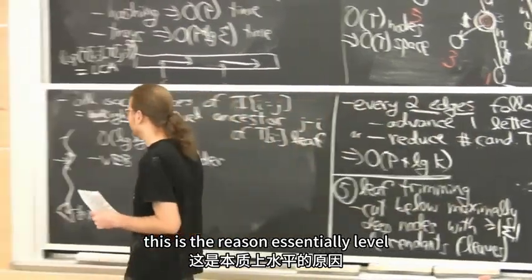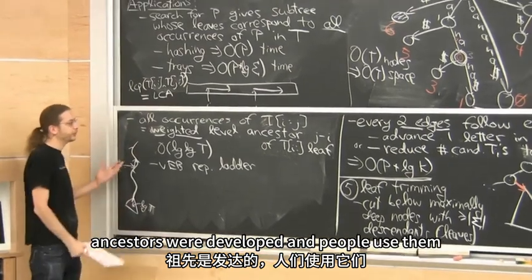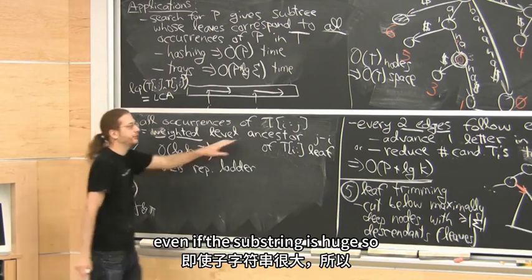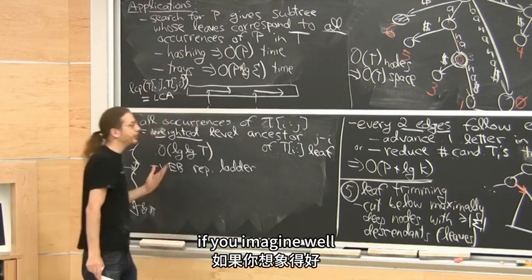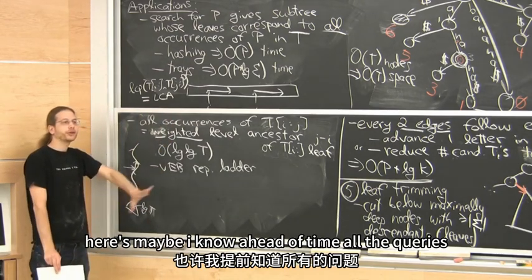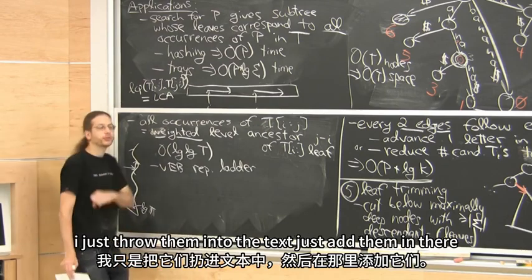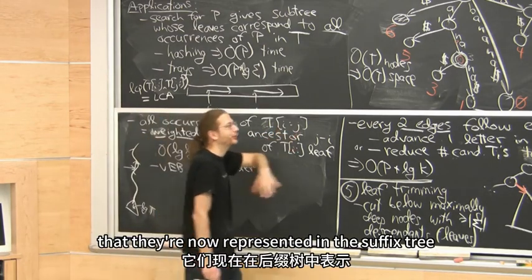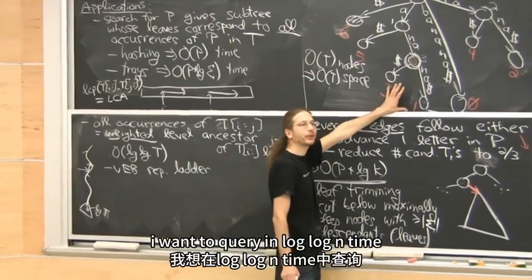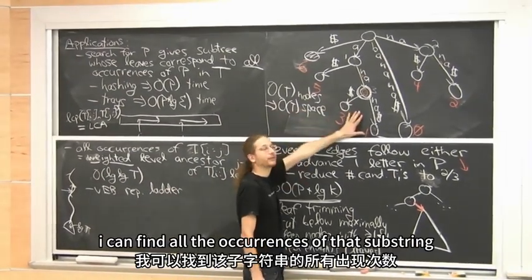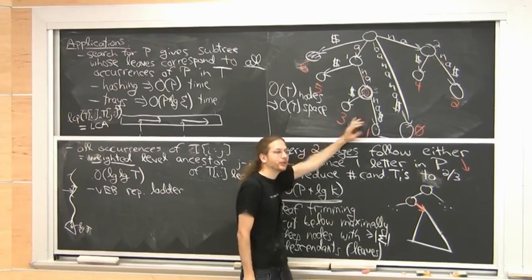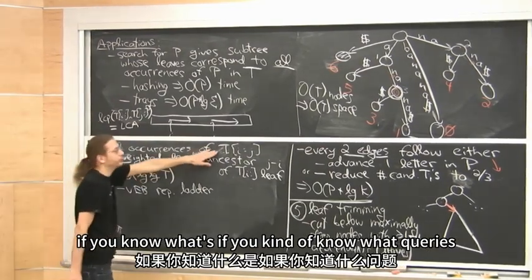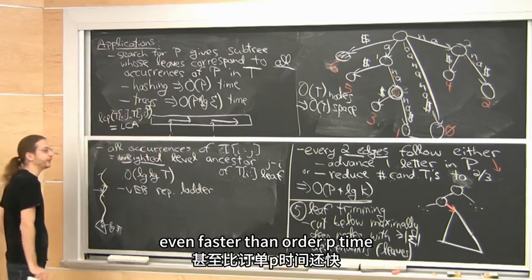This is the reason, essentially, level ancestors were developed and people use them, because you can do these kinds of things in nearly constant time, even if this substring is huge. So if you imagine, well, maybe I know ahead of time all the queries I might want to do. If I just throw them into the text, just add them in there. Then I've got these substrings that are now represented in the suffix tree. And so now any substring I want to query, in log n time, I can find all the occurrences of that substring, even if the substring is huge. So if you kind of know what queries you want, you can pre-process them and solve them even faster than order p time.